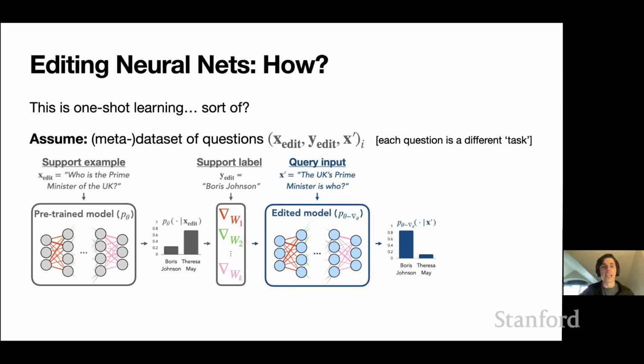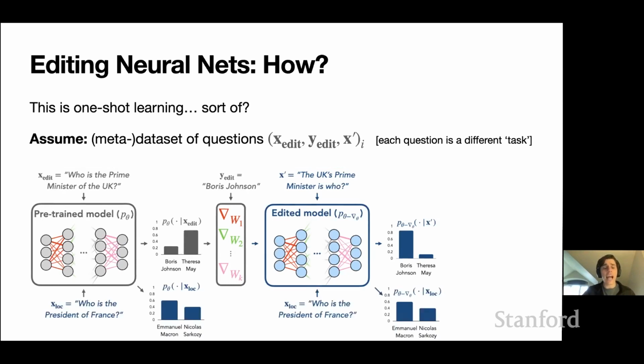But this doesn't really fully get at the editing problem, because we have an additional issue here, which is after we've performed this edit, we want to make sure that our model is making the same predictions on unrelated data as it did before we made the edit. So if we have this control input X lock, this locality constraint, like who is the president of France, if we change the prime minister of the UK, we don't want to change the president of France. And so we want to have an additional constraint that's not only saying after adaptation, what is my model doing, but it should also be constraining the difference in the behavior of the model before and after adaptation. So this is a little different than normal few-shot learning.